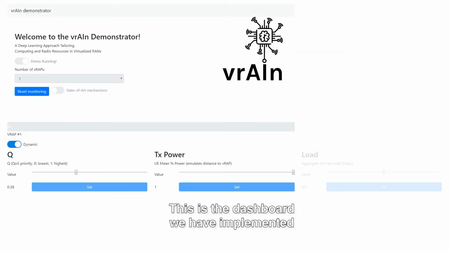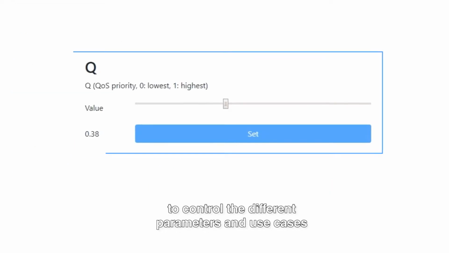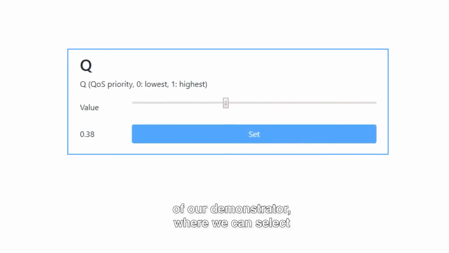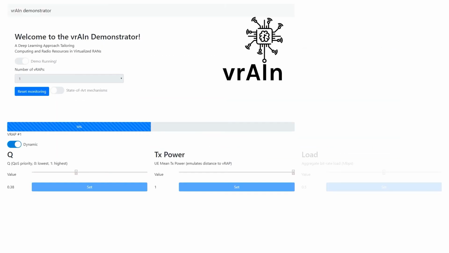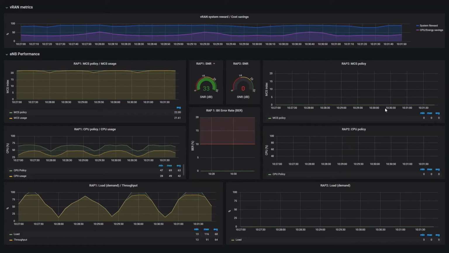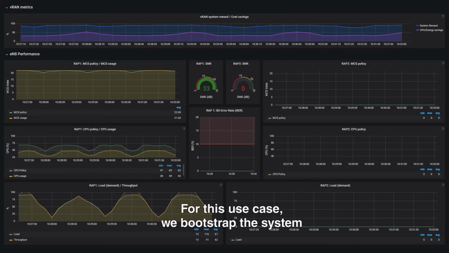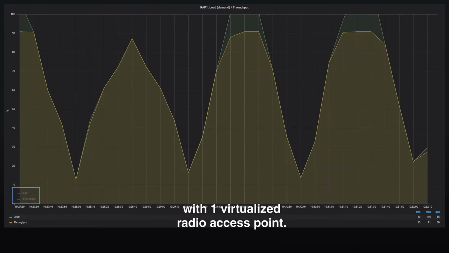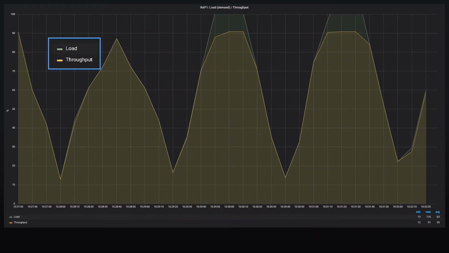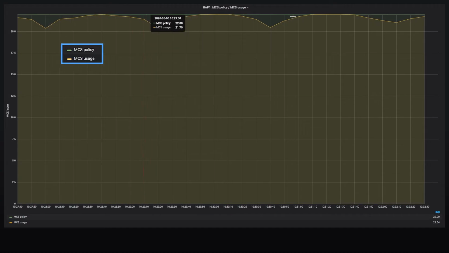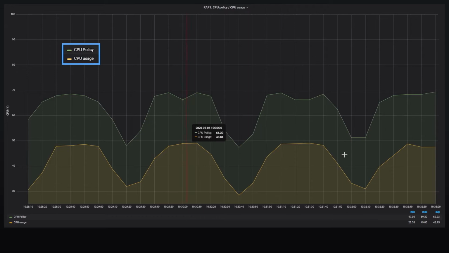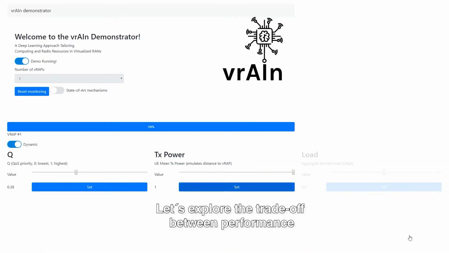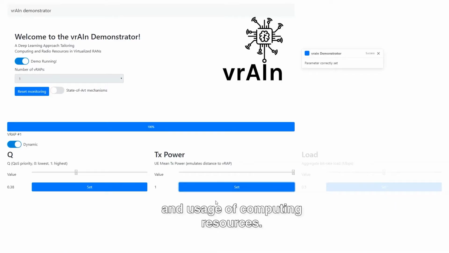This is the dashboard we have implemented to control the different parameters and use cases of our demonstrator, where we can select between one or two virtualized radio stacks. For this use case, we bootstrap the system with one virtualized radio access point. Let's explore the trade-off between performance and usage of computing resources.